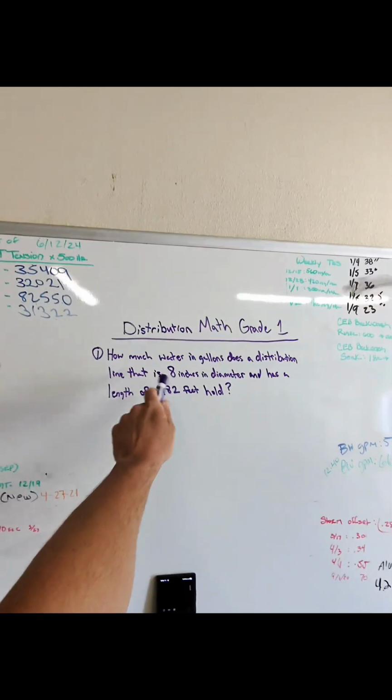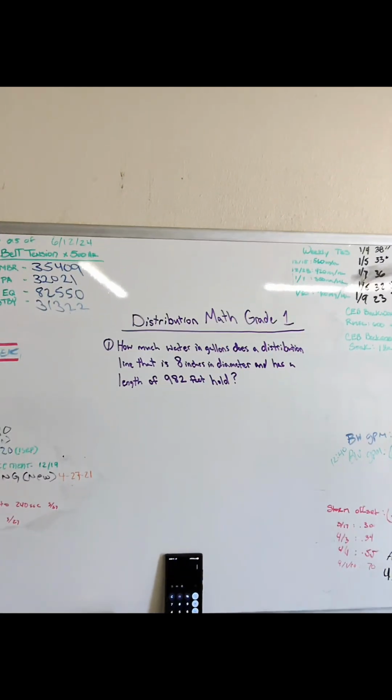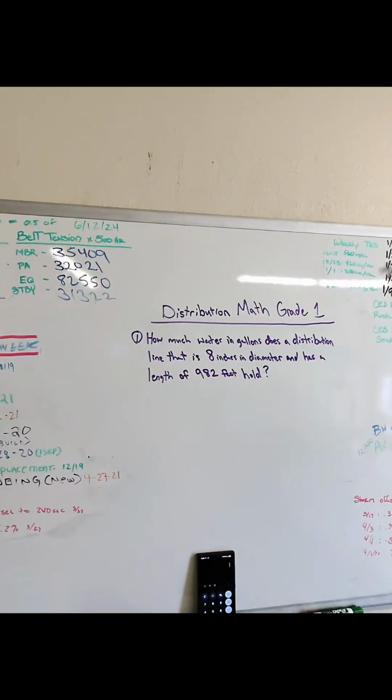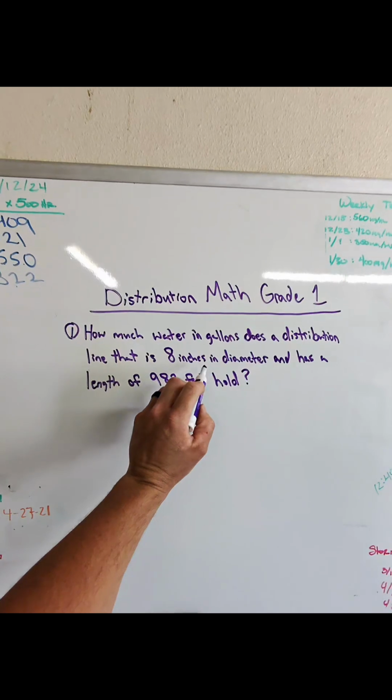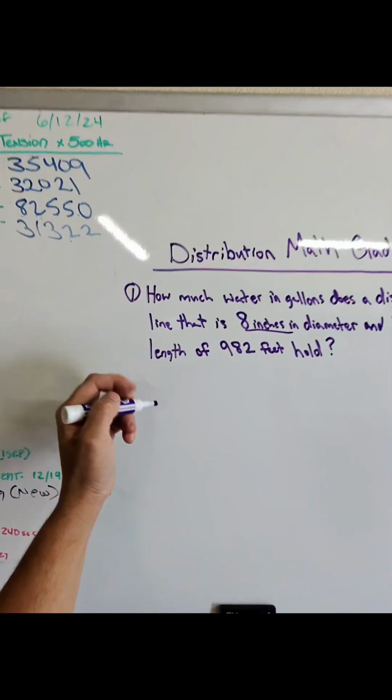The question is, how much water in gallons does a distribution line that is 8 inches in diameter and has a length of 982 feet hold? So first thing we got to do is find out the diameter of the pipe in feet. We have it in inches, but we need it in feet.